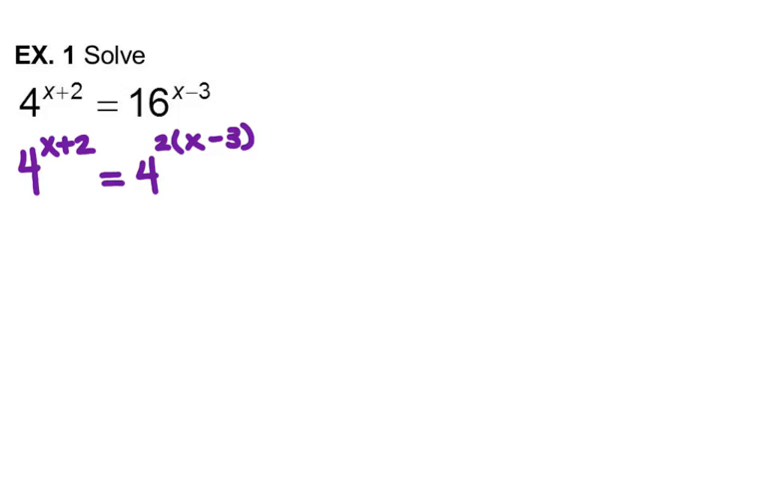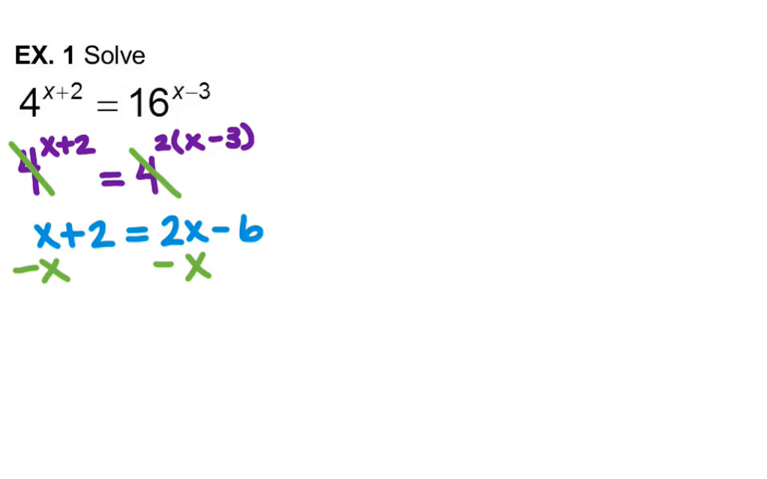Once I do that, if the bases are the same, then I can drop the base on both sides, and x plus 2 will equal 2x minus 6. Then I can just solve the equation from here. So I would subtract x on both sides and add 6 to the other side. So then I would have 8 equals x.